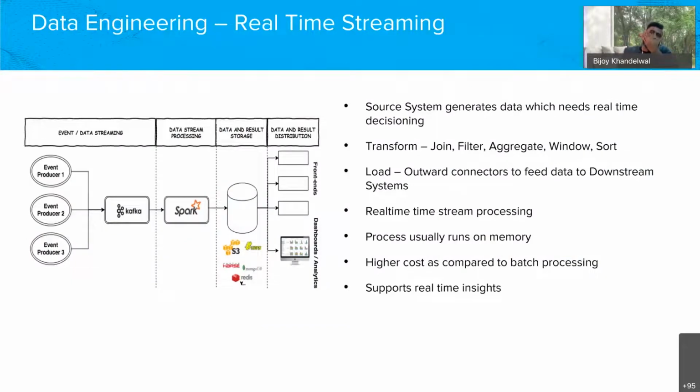The next one is real-time streaming. Again, if you see, the actors in the architecture remain the same.